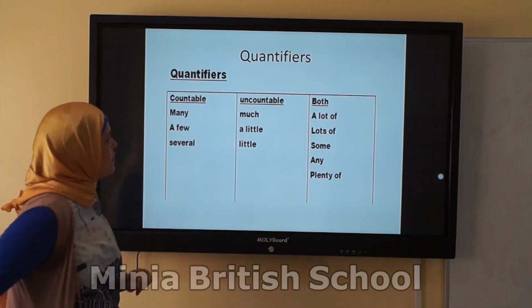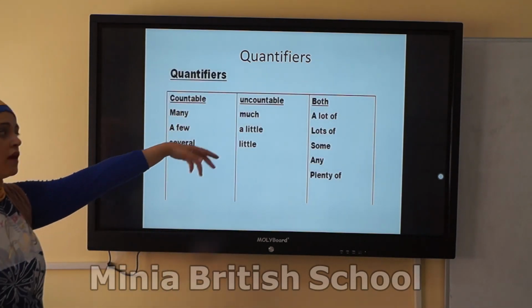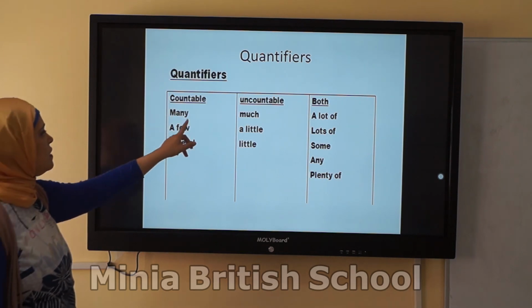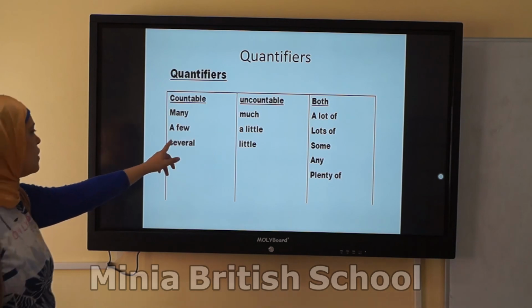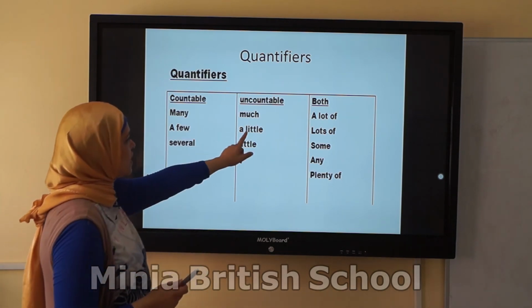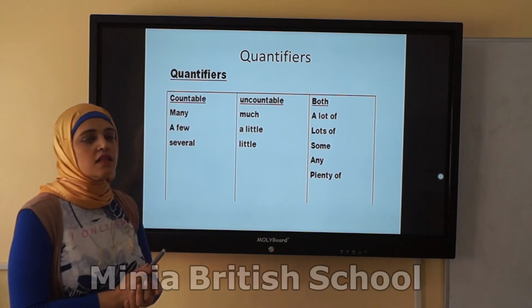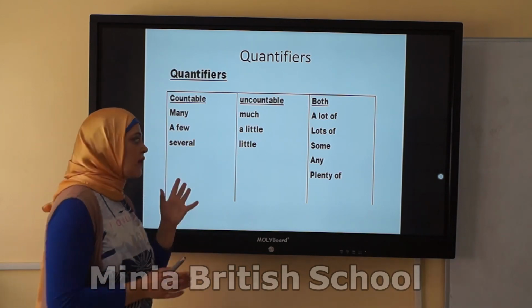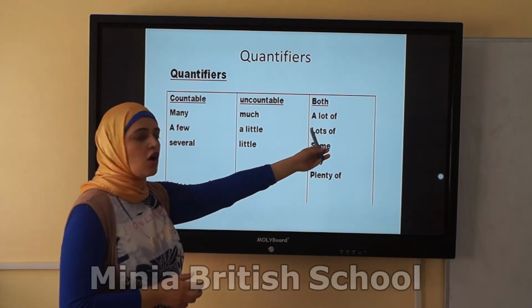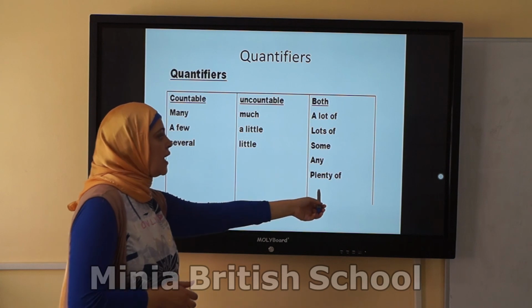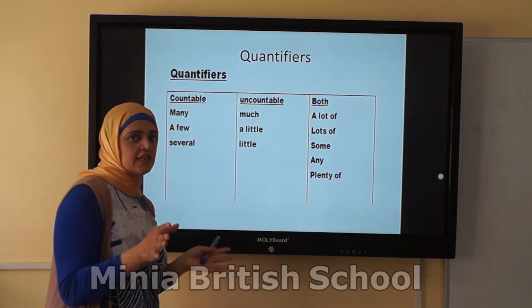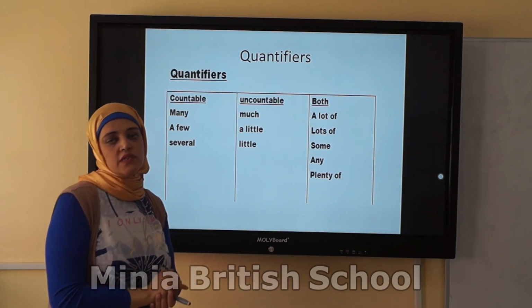Here, quantifiers with countable nouns: we use many, a few, few, and several. With uncountable nouns, we use much, a little, and little. And with both countable and uncountable nouns, we use lots of, some, any, and plenty of, and the negative or question forms we explained together.